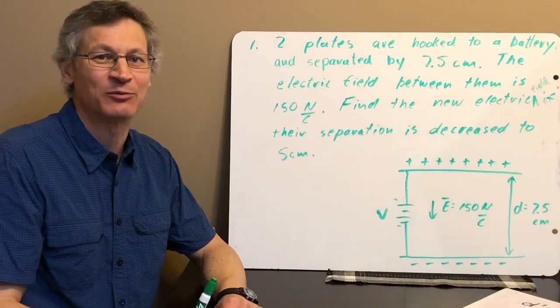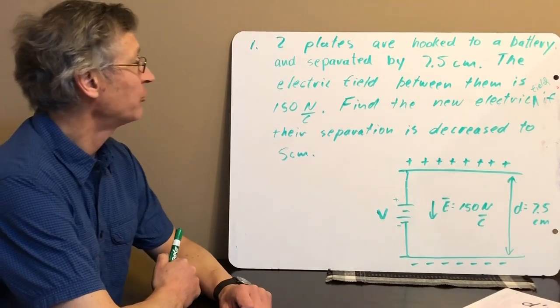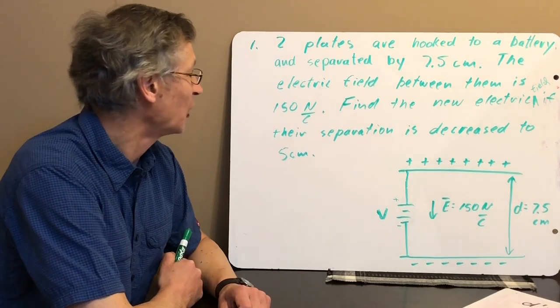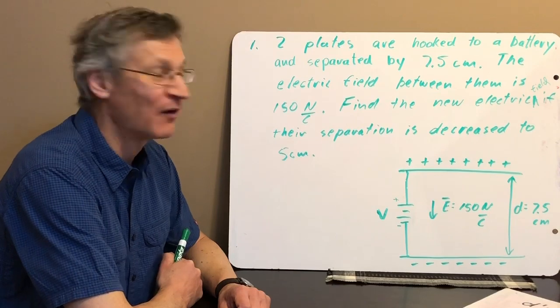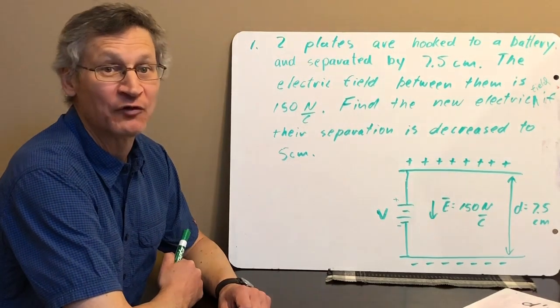All right, here's a nice little problem to do. Two plates are hooked to a battery and separated by 7.5 centimeters. The electric field between them is 150 newtons per coulomb. Find the new electric field if their separation is decreased to 5 centimeters.